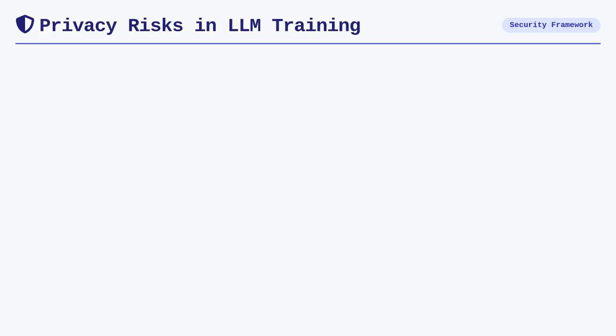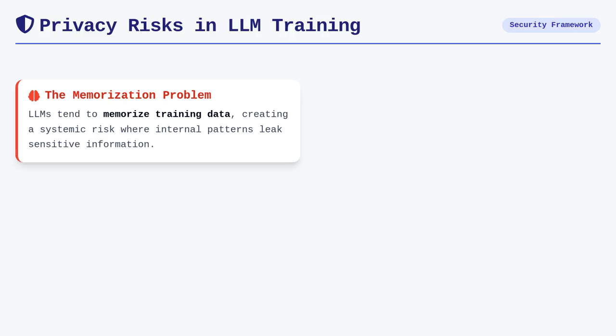Machine learning models, particularly large language models, present a unique privacy challenge because they often exhibit a tendency to memorize training data. This memorization is a systemic risk because it allows an adversary to perform membership inference attacks, where they determine if a specific data record was part of the training set.